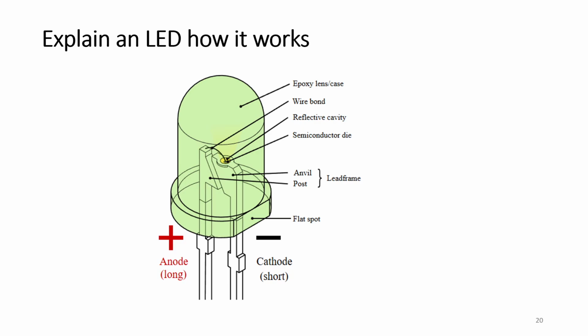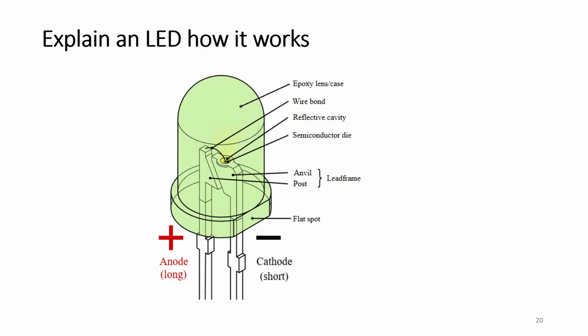Inside the epoxy case is the semiconductor die, which is the actual LED chip where light is generated. This die is made of a p-n junction semiconductor material and is mounted in a reflective cavity. The reflective cavity surrounds the die and reflects light that is emitted downward or sideways back toward the top of the LED, increasing overall light output and efficiency.